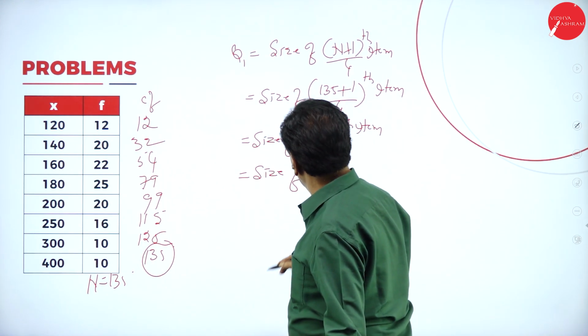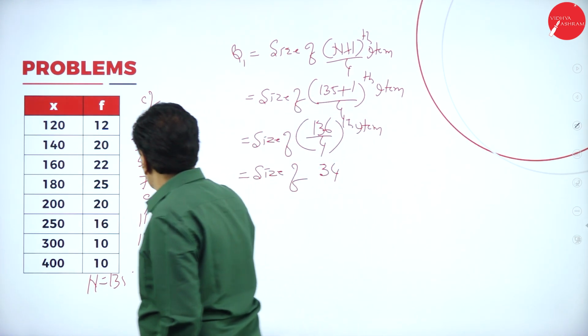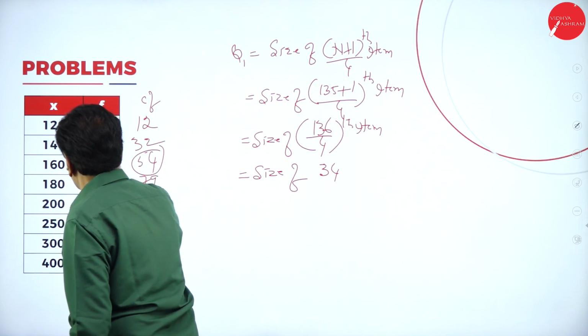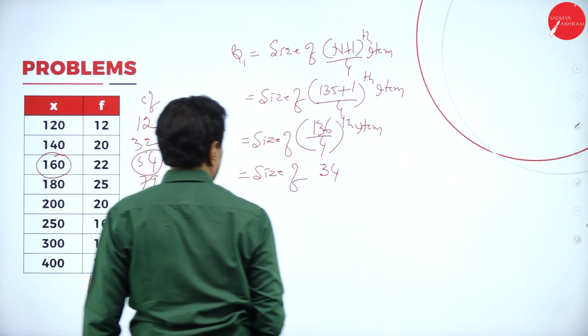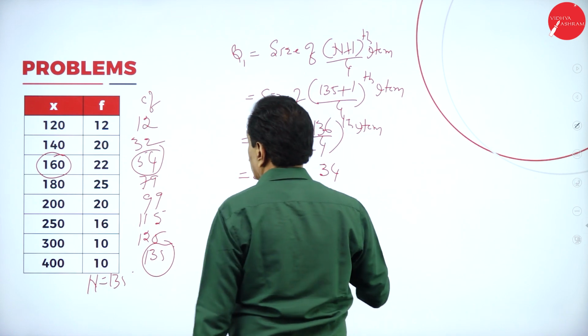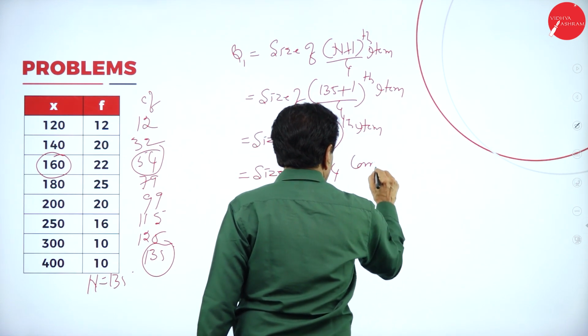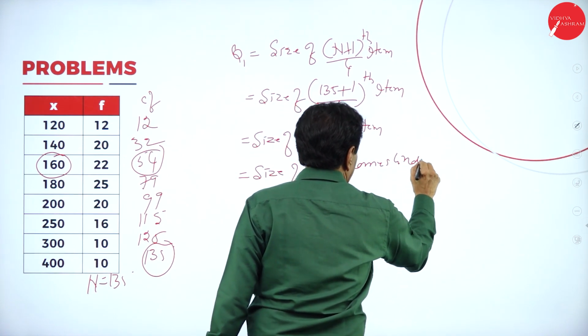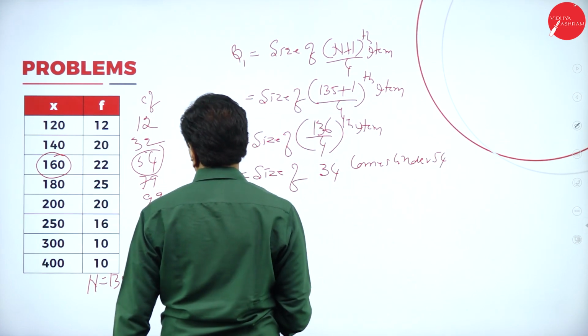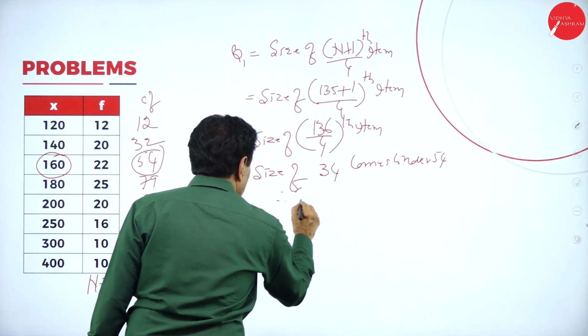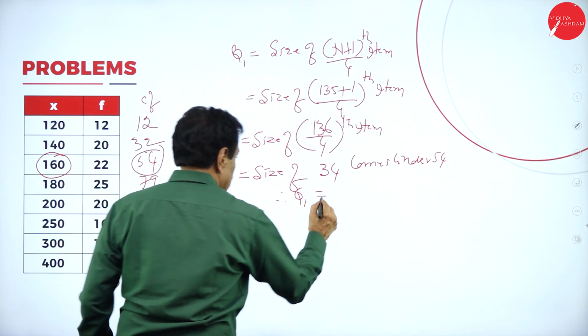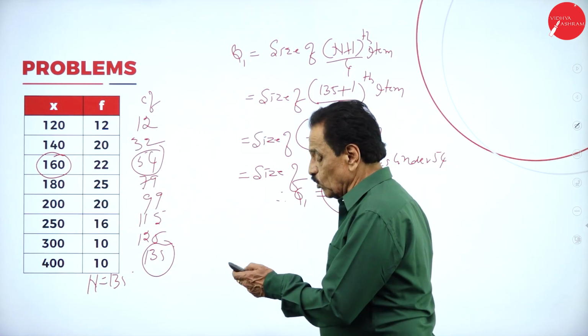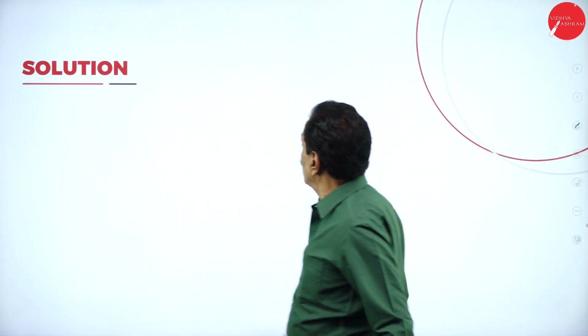So find 34 in CF. 34 will come under 54. The concerned number is 160. Therefore, 34 comes under 54. Therefore, Q1 is equal to 160. We'll move on to Q3.